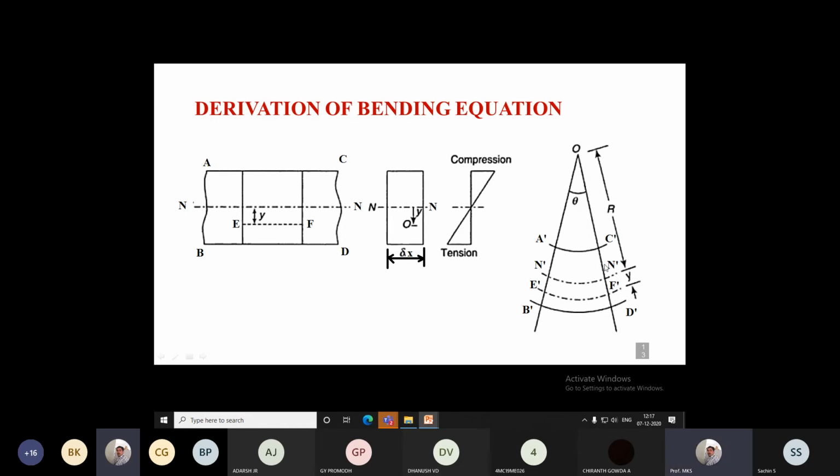So this is after applying the moment. This is the stress distribution shown with respect to the neutral axis. These are the top fibers. They are going to undergo compression, whereas the bottom fibers, these below the neutral axis, are undergoing tension. That is shown with a stress graph.